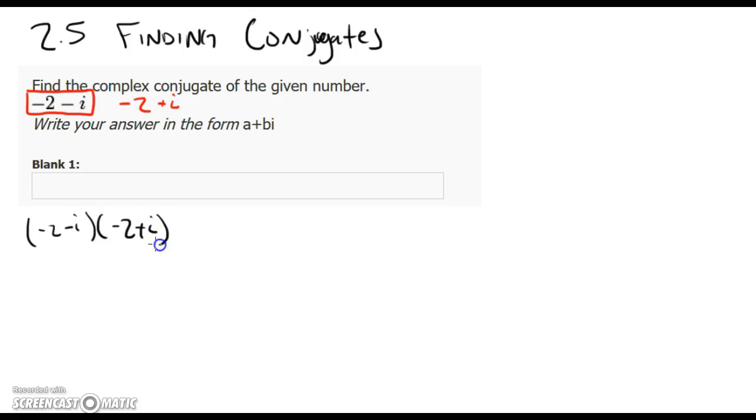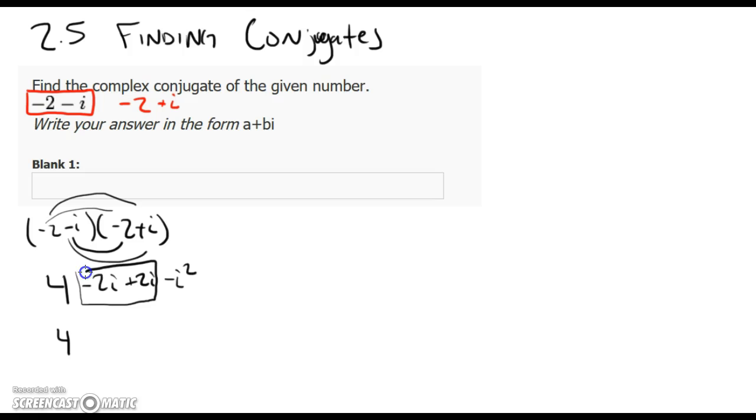And you can see that if I take these two complex numbers, -2 minus i, and I multiply it by -2 plus i, we end up with 4 minus 2i plus 2i minus i squared. The 4 comes straight down. -2i plus 2i, these are inverses, so this is 0. i squared, if you remember, is -1, so we have minus -1, and this becomes addition, and this number is 5. So I know this is the conjugate because now I have a real number instead of two complex numbers.